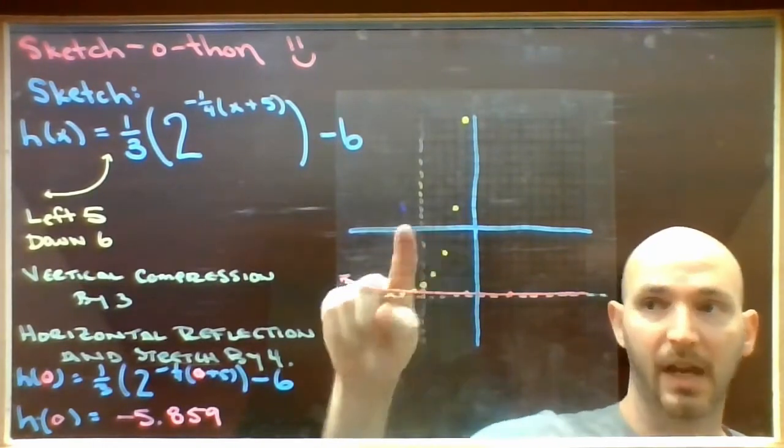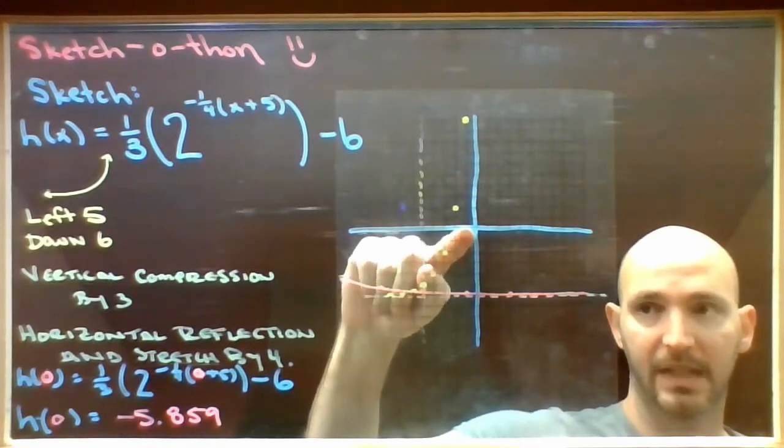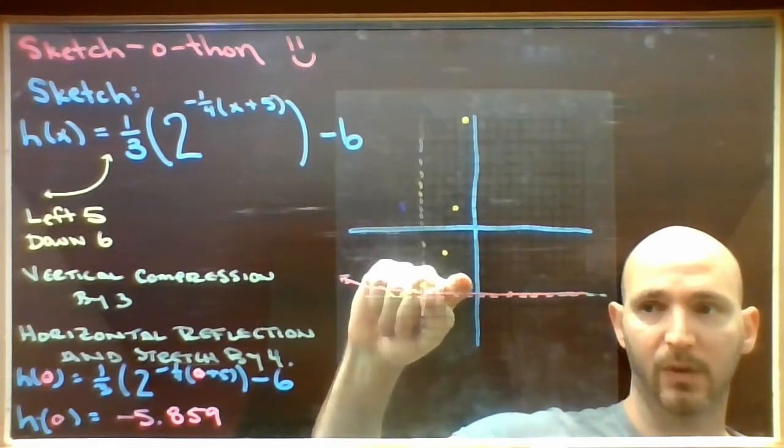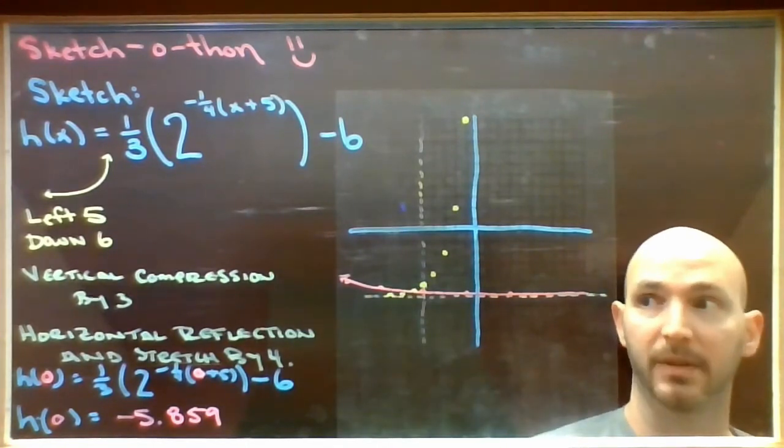So when I look at my untranslated axis, when I'm at x equals 0 here, I should be at negative 1, 2, 3, 4, 5, and almost 6, which I am. So I know I've translated this properly.